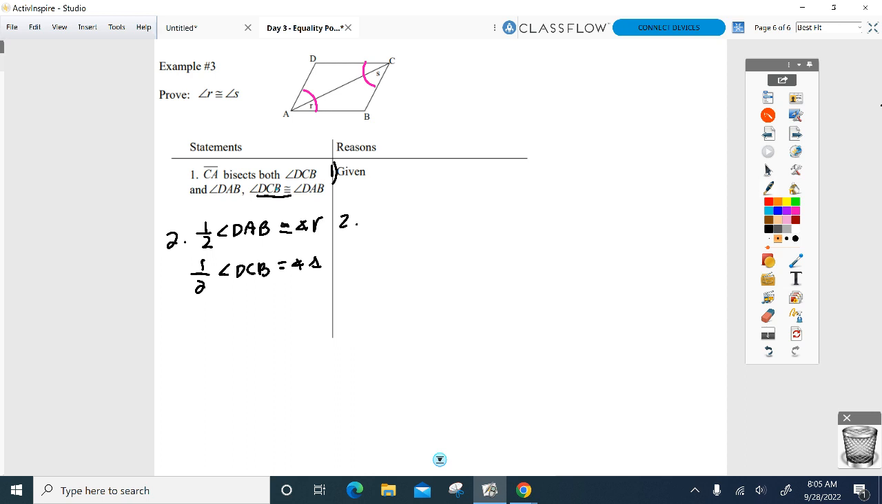This is not halves of equal quantities yet. What up here told you in the proof, what told you, oh, I'm going to take half of those 2 angles? What in the proof told you we were going to take half of DAB and DCB? Definition of bisector, or bisects.